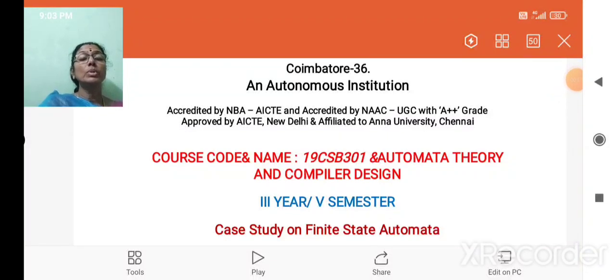In today's video, we are going to see one case study on finite state automata. Already you know what a finite state automata is. It contains 5 tuples: the set of states, the start state, the set of final states, the set of transitions, and the set of input symbols, and also how the transition is done. So these are all the parts of a finite state automata.